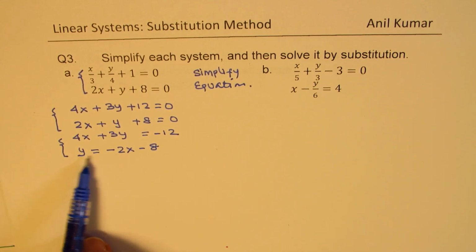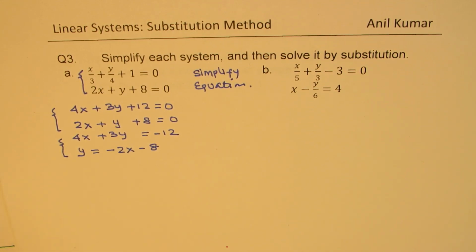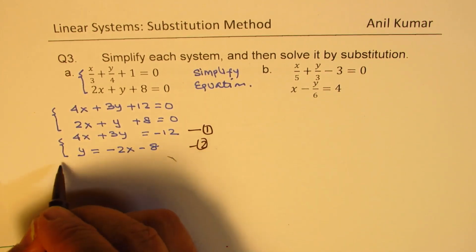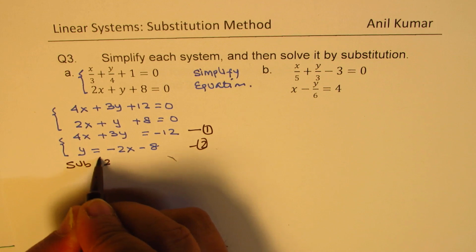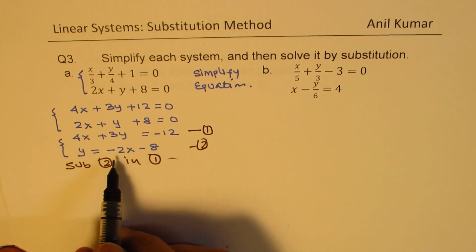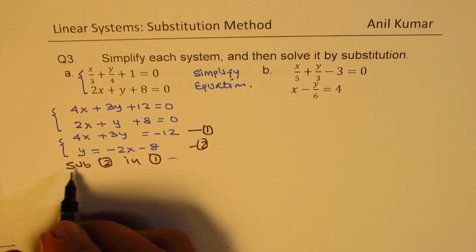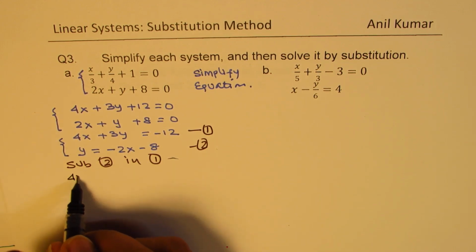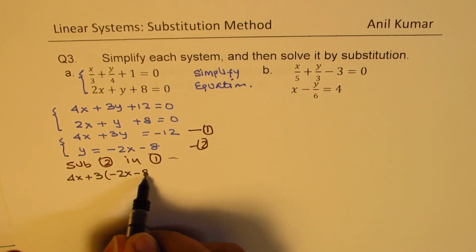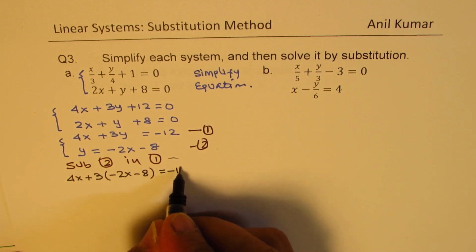We'll now substitute this value of y in equation 1. I'm calling this my equation 1, this is equation 2, and now we'll sub 2 in 1. Is that clear to you? Some additional steps are required when we have fractions and decimal numbers involved. Okay, so let's substitute this value of y. So we get 4x plus 3 times minus 2x minus 8 equals minus 12.